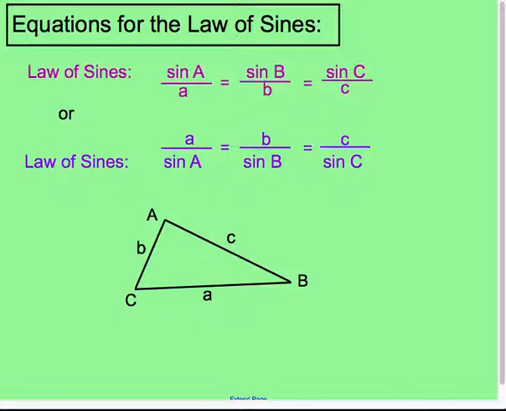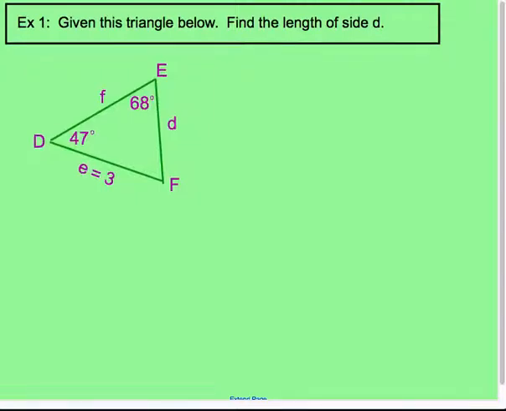The one thing that you absolutely need to make sure that you are doing correctly with law of sines is that this angle and this side are opposite one another in the triangle. So anytime you're setting up law of sines, you have to look for those angle side pairs that are opposite one another. So our first example, we're going to be solving for missing side length D.